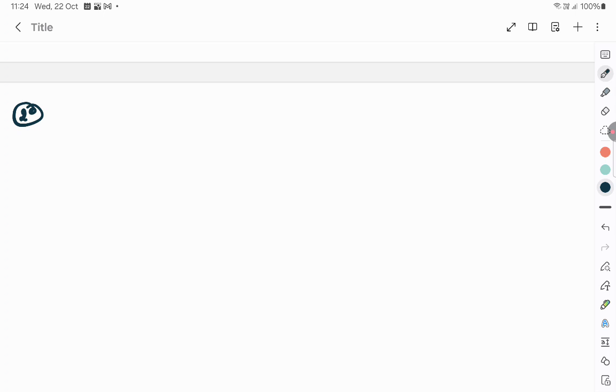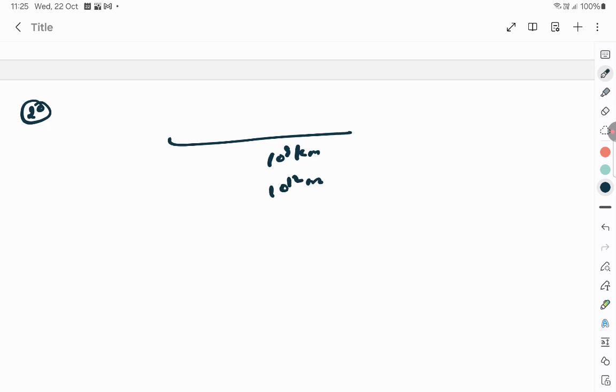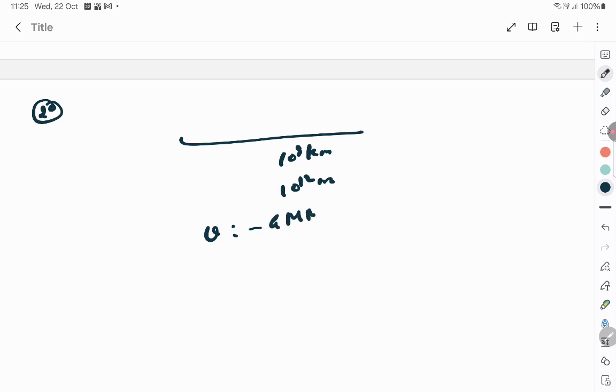They are approaching each other for a head-on collision. When they're at a distance of 10 to the power 9 kilometers, which is 10 to the power 12 meters, the velocity becomes negligible, which means at that point there is no kinetic energy. So the potential energy alone exists, and the potential energy will be minus G capital M into capital M, which is 2 solar masses, by the distance, which is 10 to the power 12. That's the potential energy, which is minus G M square by 10 to the power 12.